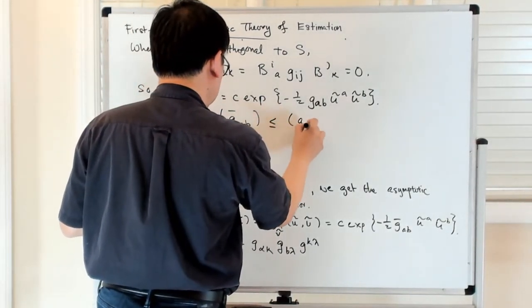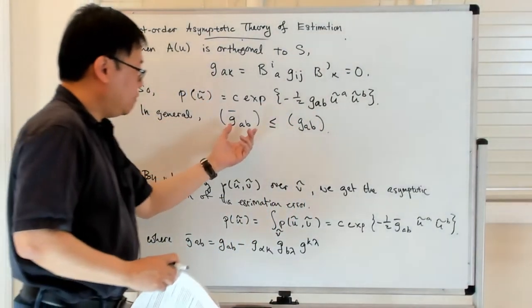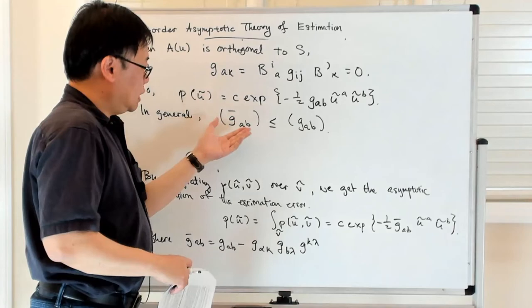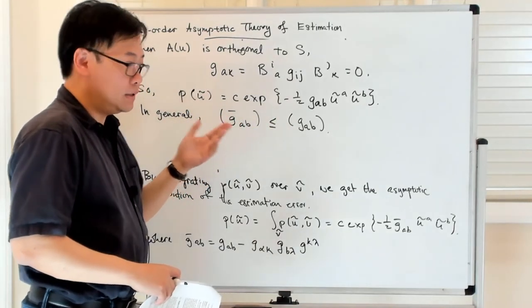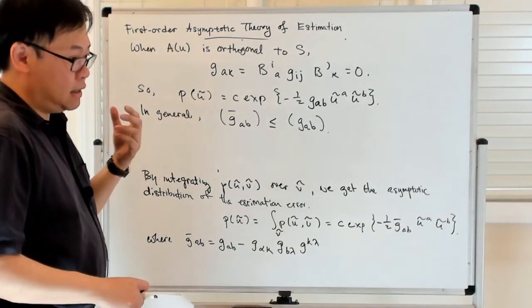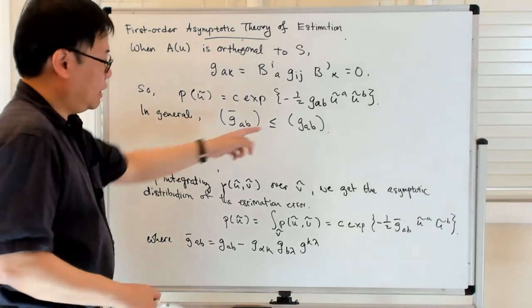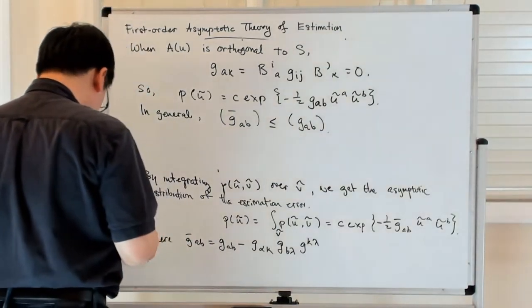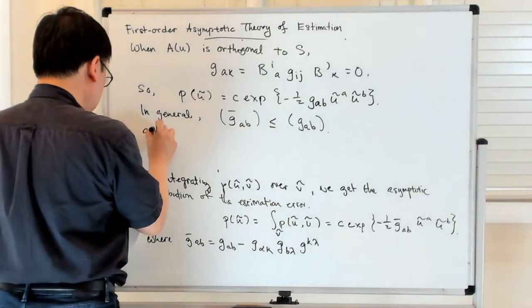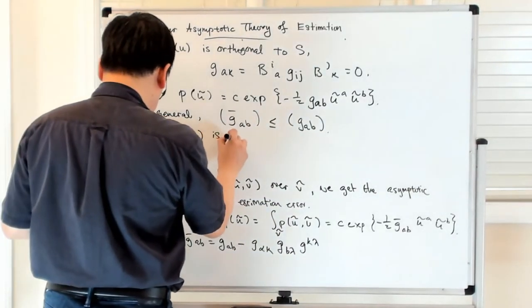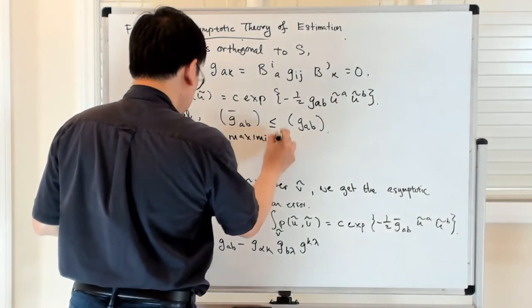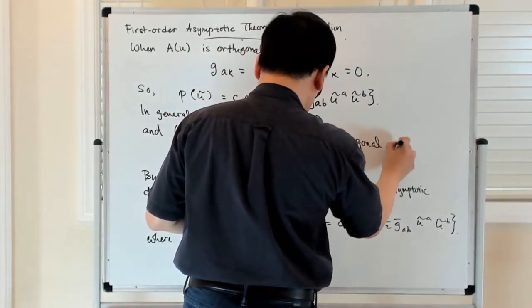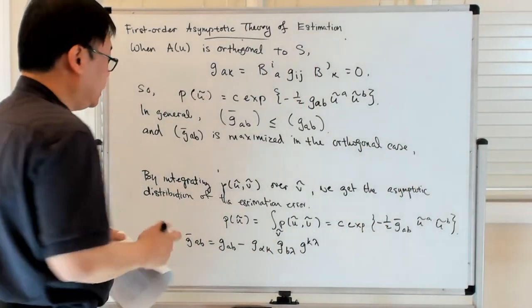In general, if you don't have this orthogonality property, g bar_{AB} is less than or equal to g_{AB}. If you recall, this is a matrix inequality, which means that if you move everything to one side, the resulting difference of the matrices is positive semi-definite or negative semi-definite, depending on the sign. And what are the inequalities basically saying? g bar_{AB} is maximized in the orthogonal case, where this Cramér-Rao bound is asymptotically obtained.